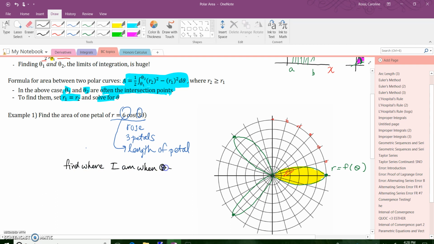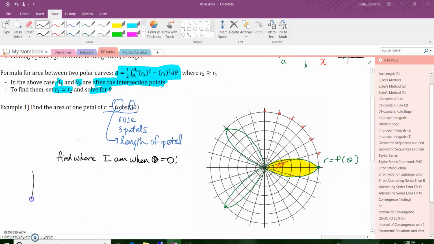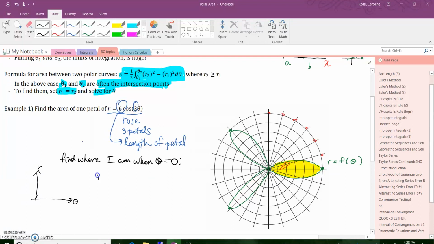That's basically where you're going to start the whole graph, if theta is 0. Remember, we used to plot these on the Cartesian plane, theta and r, and we basically want to know where I start on the left. So what I'm going to do is solve for r and plug in theta. I'm going to do 6 cosine of 3 times 0. So r would be 6 cosine of 0, and cosine of 0 is 1. So I'm at 6. Whenever theta is 0 and r is 6, we're going to start right here.